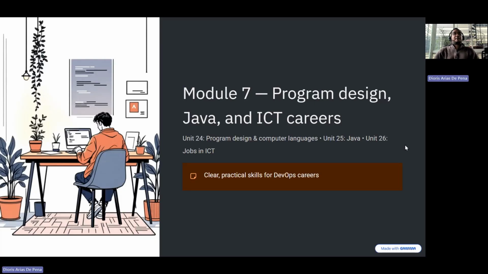Good afternoon, everyone. Today I will talk about Module 7, which is Program Design and Computer Languages. Also, I will be talking about how I can apply it to my career in DevOps.